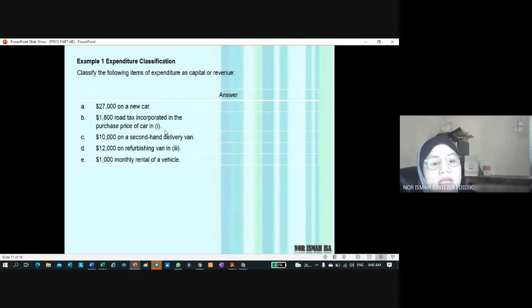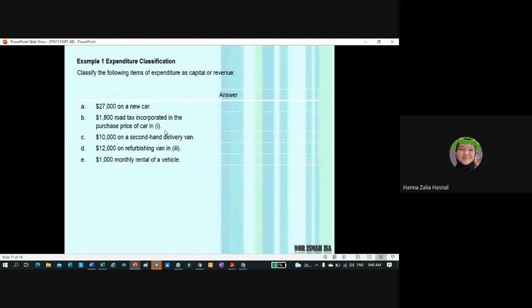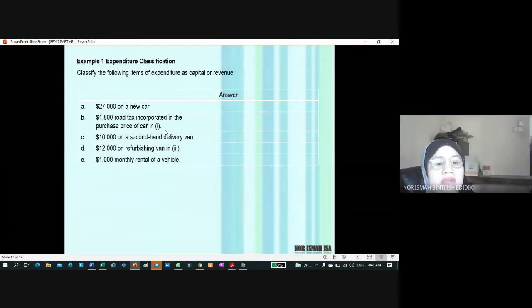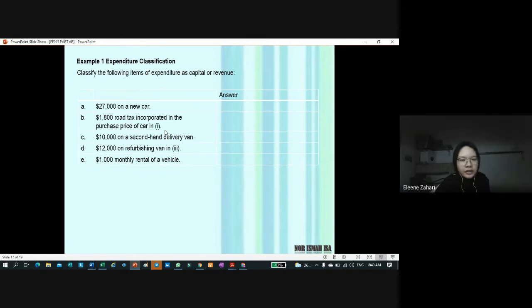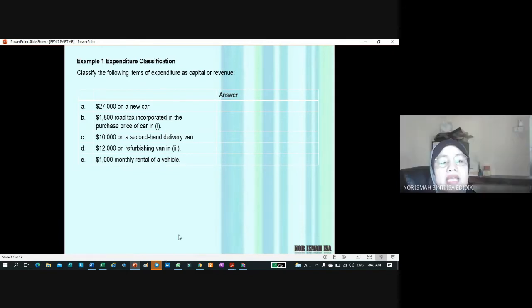Expenses aja. Okay, 10,000 on second hand delivery van. This one is? Asset expenditure. Yes, asset expenditure. And 12,000 on refurbished van. Asset expenditure sebab dia renovate. Yes, that's correct. Okay, 1,000 monthly rental of vehicle. Normal expenditure. This is expenses biasa ya. It should go to profit and loss ya. Rental monthly sebab dia kena bayar rental ni tiap-tiap bulan ya.